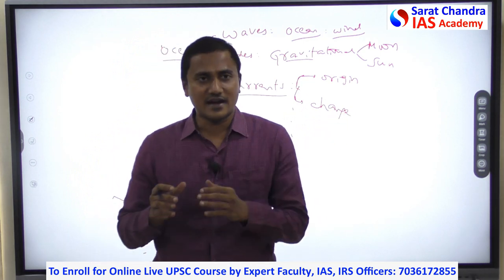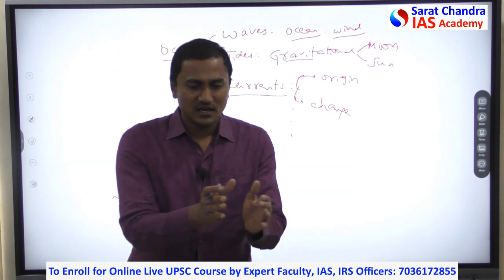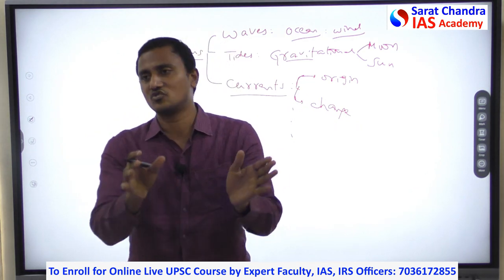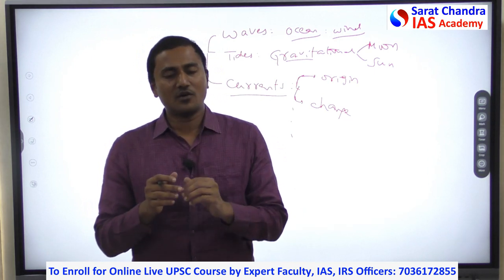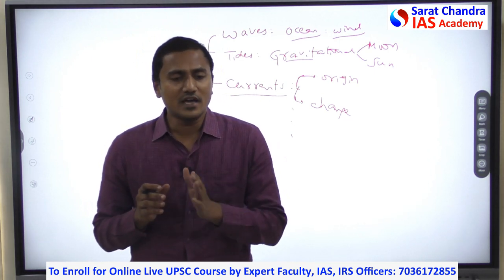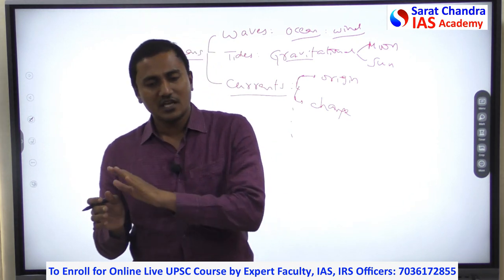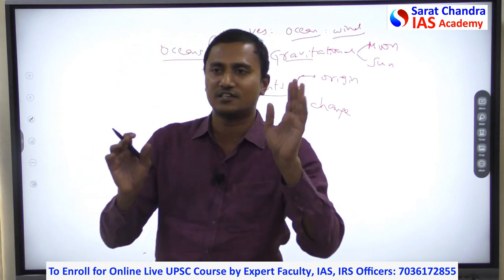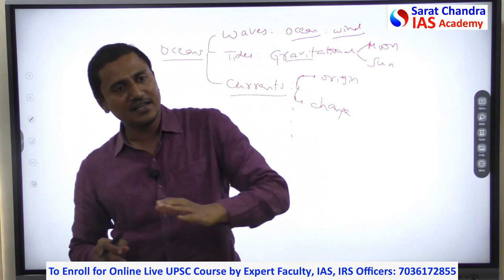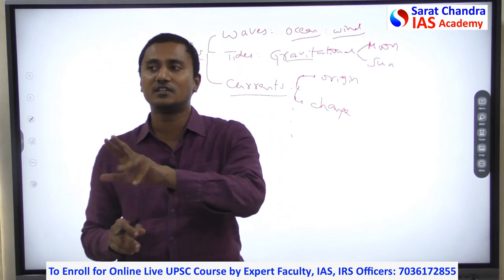See, there are some factors which create the ocean currents, and there are some factors which deviate, or change the direction of, the ocean current. For example, rotation of the earth, or the Coriolis force. Coriolis force does not create the ocean current. But if an ocean current is already going, the Coriolis force will deviate it. For example, planetary winds can create the ocean currents and can also deviate them; they can do both.